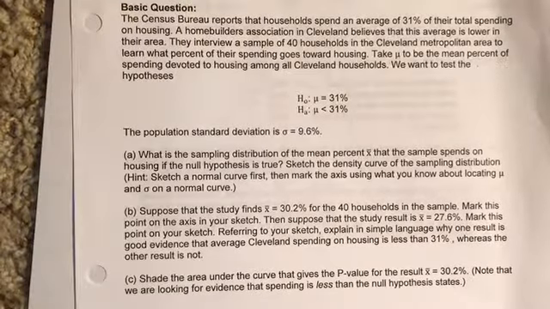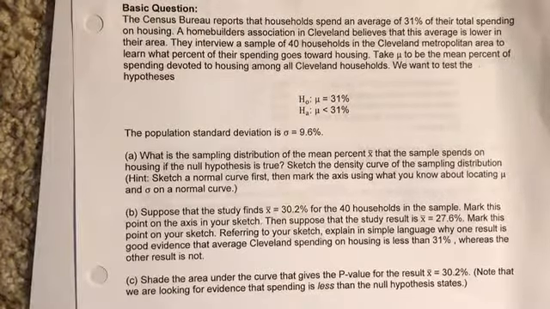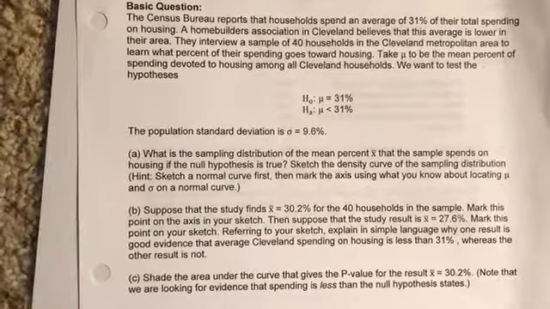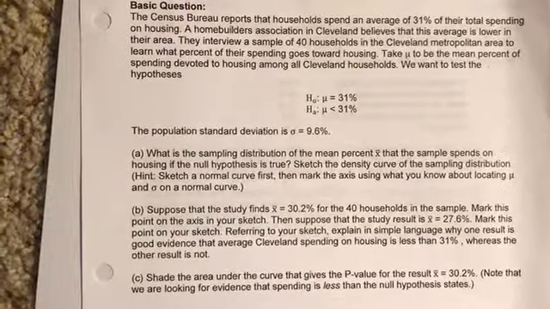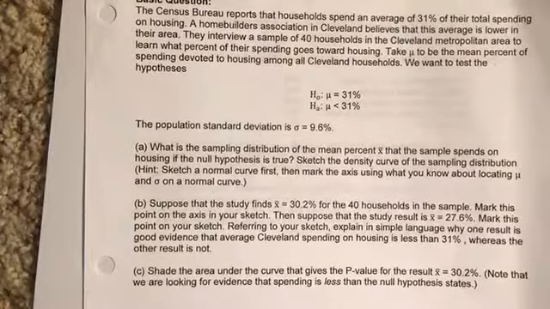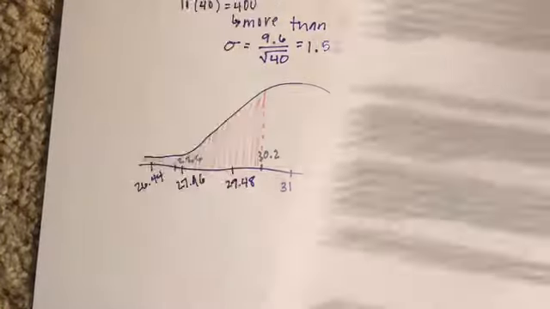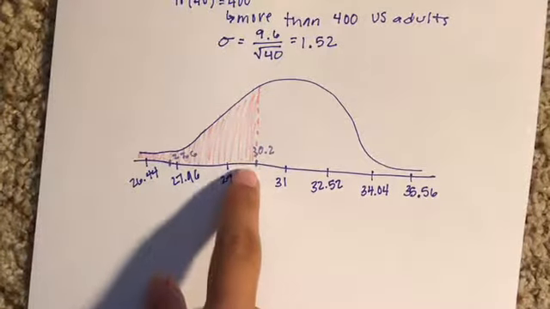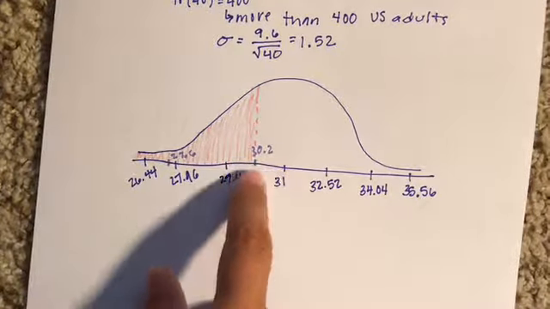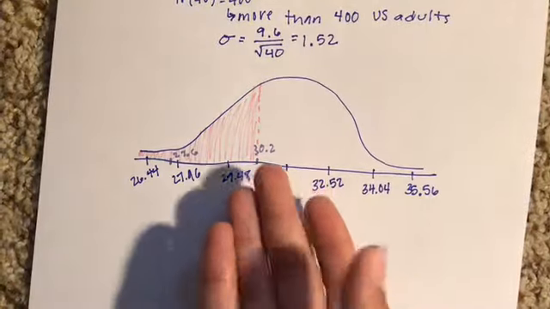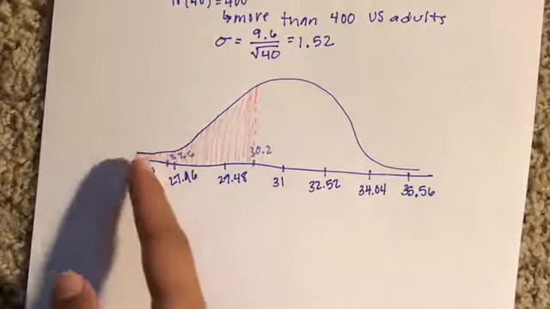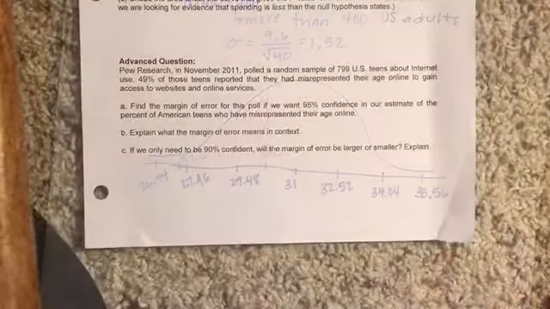Part C says, shade the area under the curve that gives the p-value that results in X bar being 30.2%, and note that we are looking for evidence that spending is less than the null hypothesis states. So just like I explained in Part B, this is not a significant enough difference from what the null hypothesis is saying, but we can shade to the left of that value.